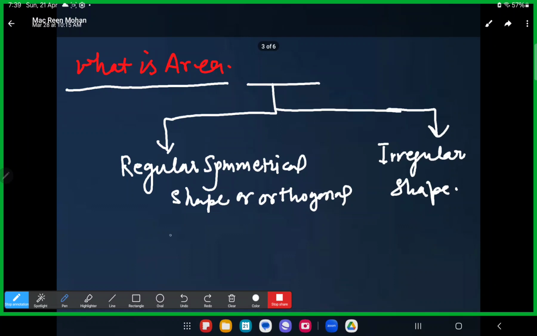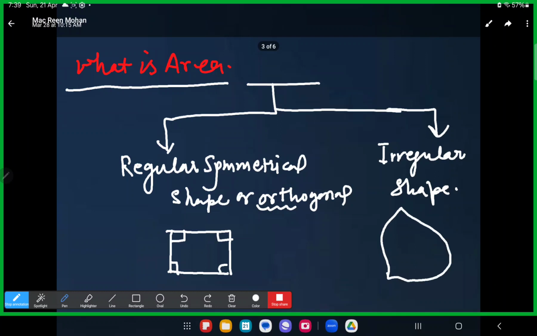So here we can say regular shape means, let's say this square is regular. And what do you mean by orthogonal? Orthogonal means all the adjacent sides are inclined at 90 degrees. Let's say irregular shape. Irregular shape means, let's say this is an irregular shape. Here the sides are not orthogonal. Clear? So if we are looking to calculate the area of it, what are we supposed to do? I will divide the whole shape into small grids.